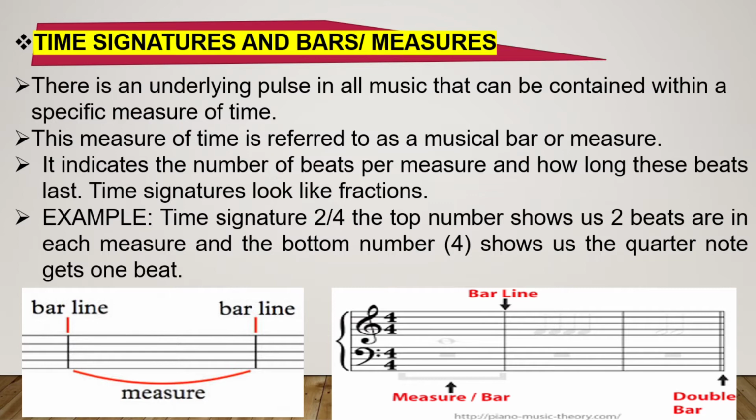Time signatures look like fractions. For example, in a time signature of 2/4, the top number shows us 2 beats are in each measure, and the bottom number, which is 4, shows us the quarter note gets 1 beat.